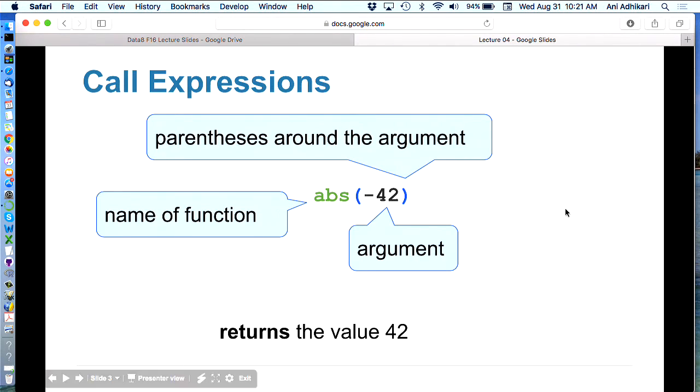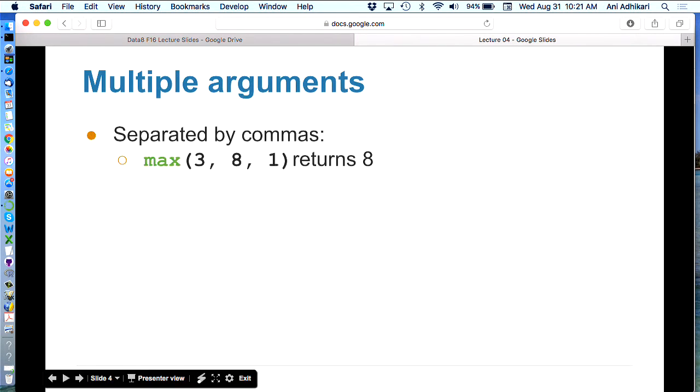So now I go to the next line here. I'm asking Python to take the maximum. Maximum of what? Of the numbers 3, 8, and 1. That set of numbers 3, 8, and 1 are the arguments. Keep going. I'll do that for every single function.